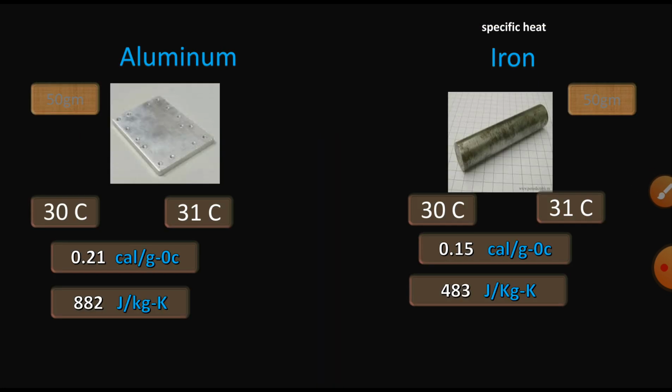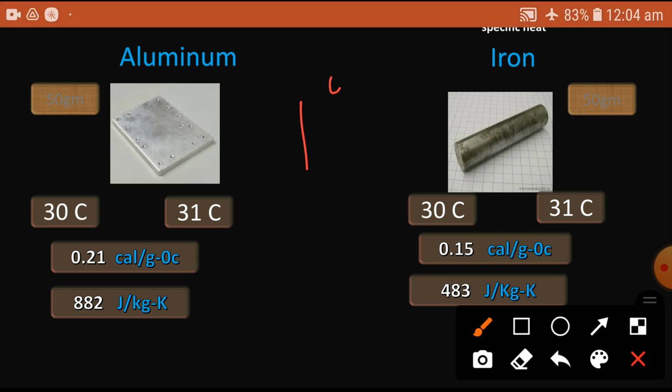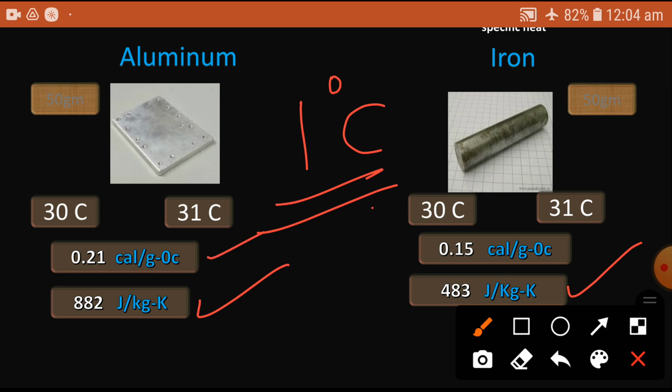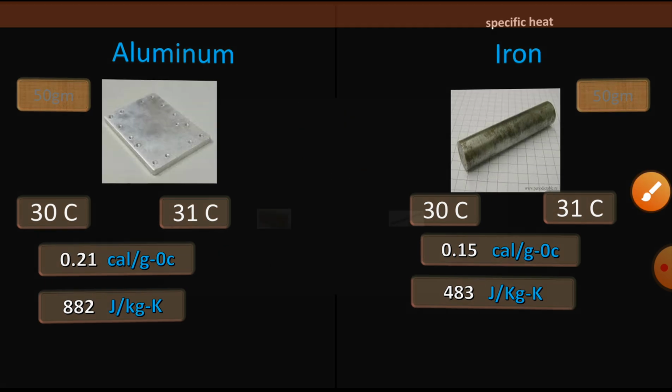Now let us see. I took 50 grams of aluminum and 50 grams of iron, and I am heating them from 30 degrees centigrade to 31 degrees centigrade. There is a 1 degree centigrade rise for both of them, but the quantity of heat absorbed is 882 joules per kg Kelvin for aluminium and 483 joules per kg Kelvin for iron. Here calories per gram degree centigrade values are also given. On seeing these values, we can observe that the specific heat is different for different substances.